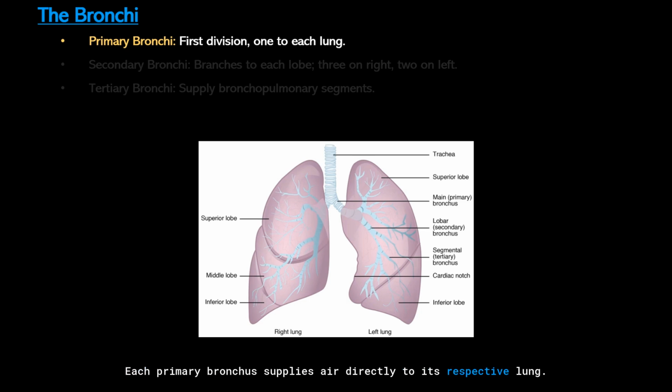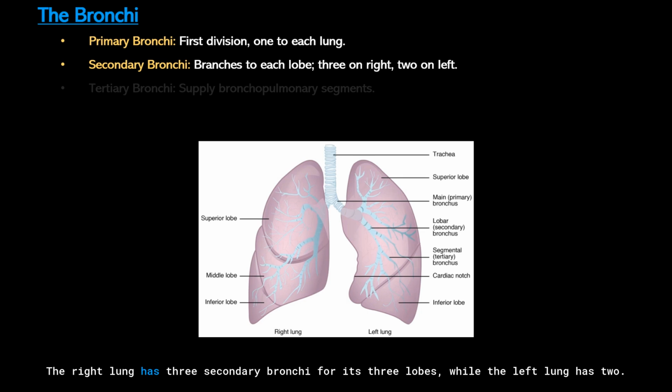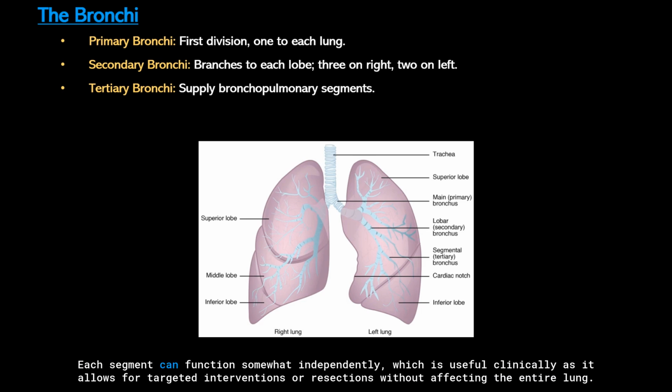The secondary bronchi, also called the lobular bronchi, branch from each primary bronchus to serve the individual lobes of each lung. The right lung has three secondary bronchi for its three lobes, while the left lung has two. The tertiary bronchi, or segmental bronchi, branch from the secondary bronchi and supply air to the bronchopulmonary segments. Each segment can function somewhat independently, which is useful clinically as it allows for targeted interventions or resections without affecting the entire lung.